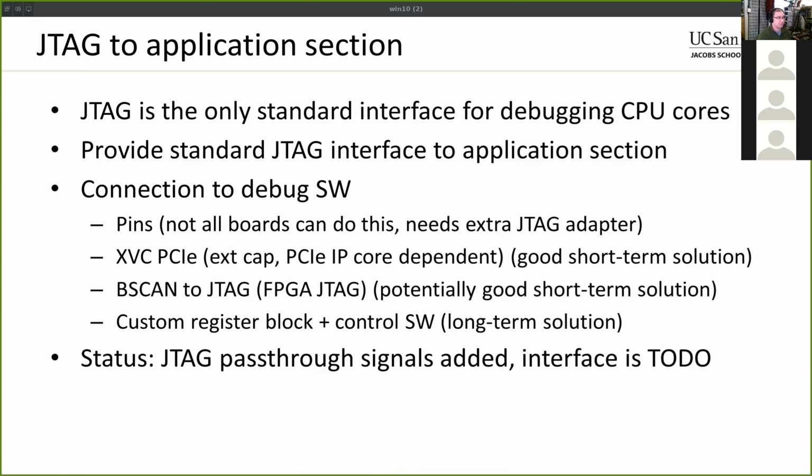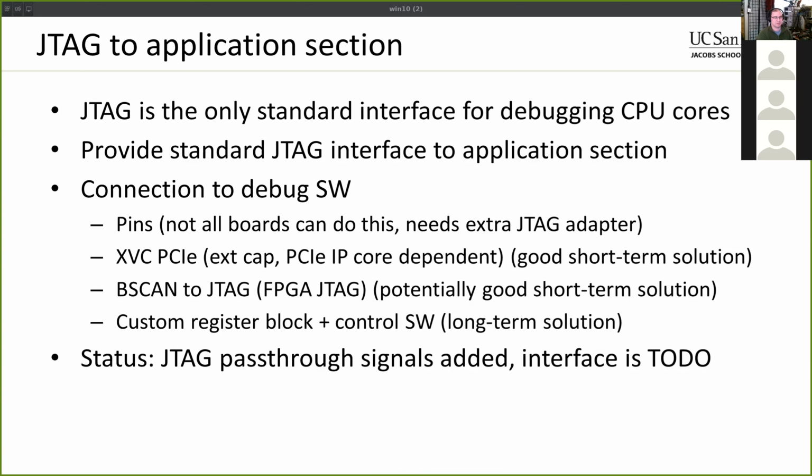Also, BSCAN is a Xilinx specific component, so this only works on Xilinx devices, although I think there are probably equivalent techniques that can be used on other FPGAs. So ultimately, the long-term solution is to put together a customized register block that sits in the PCI Express register space, and then have some customized software to talk to that.